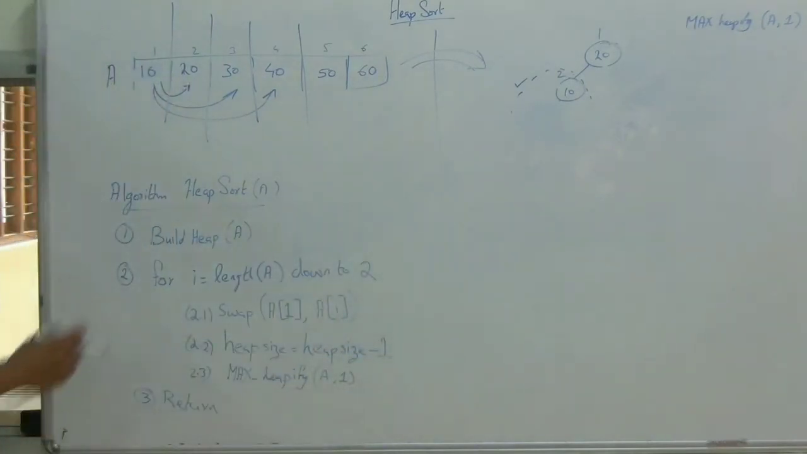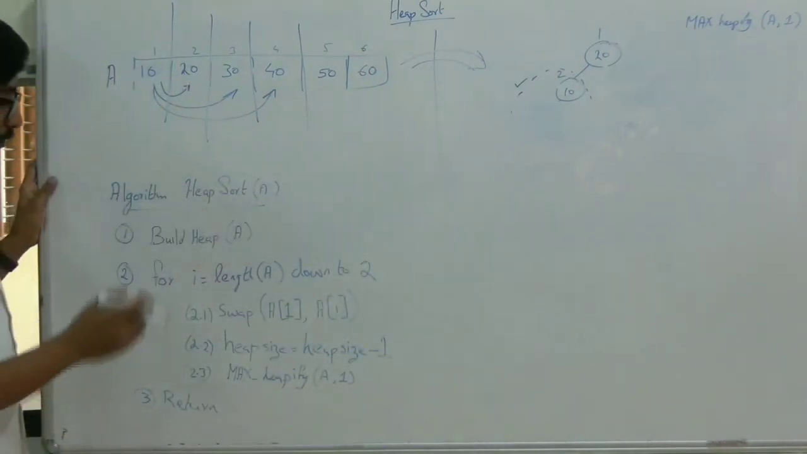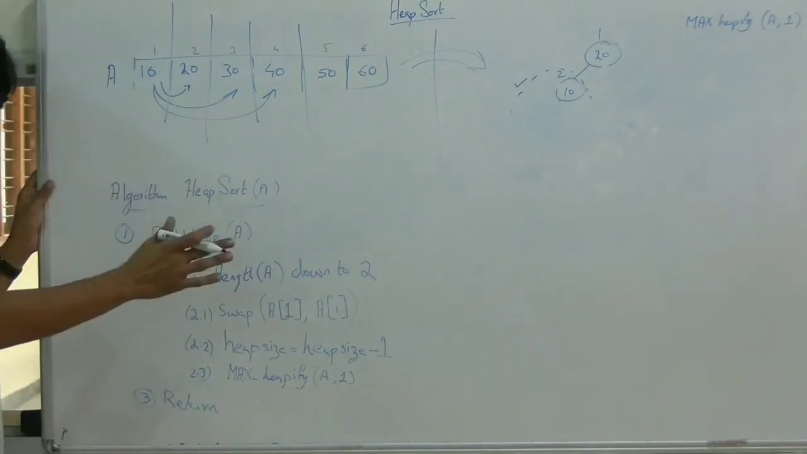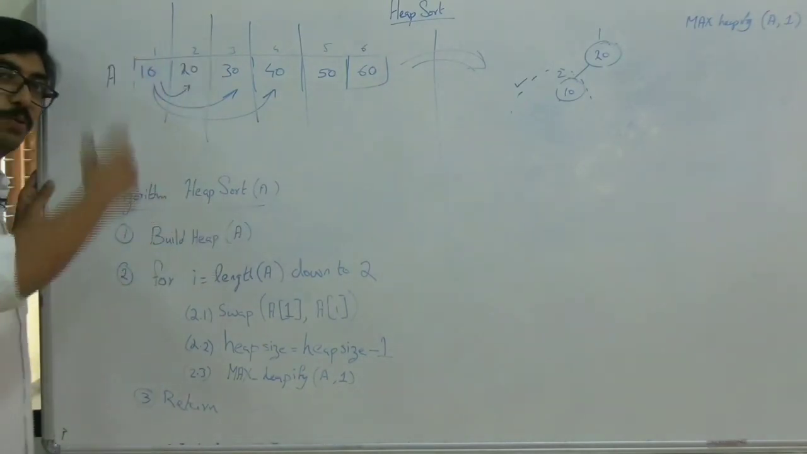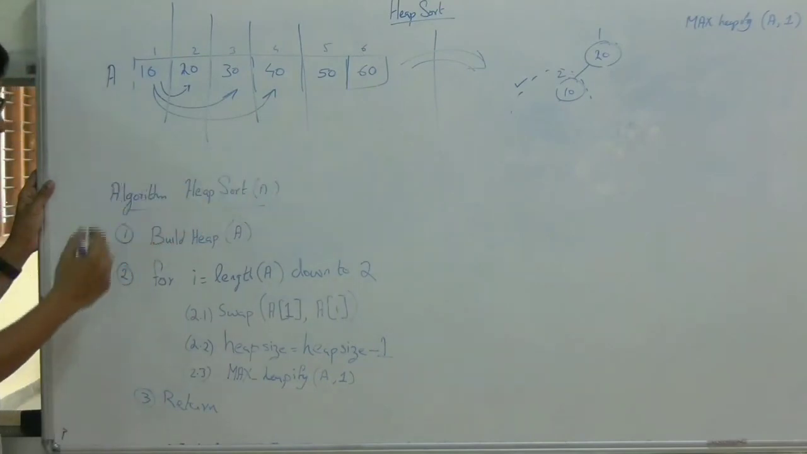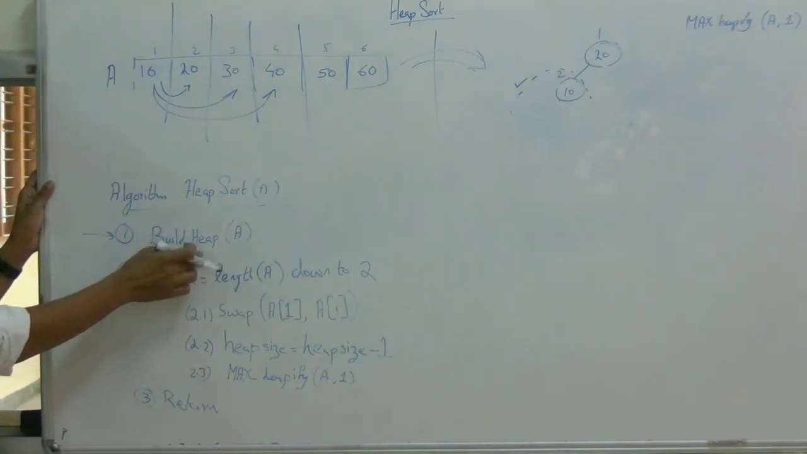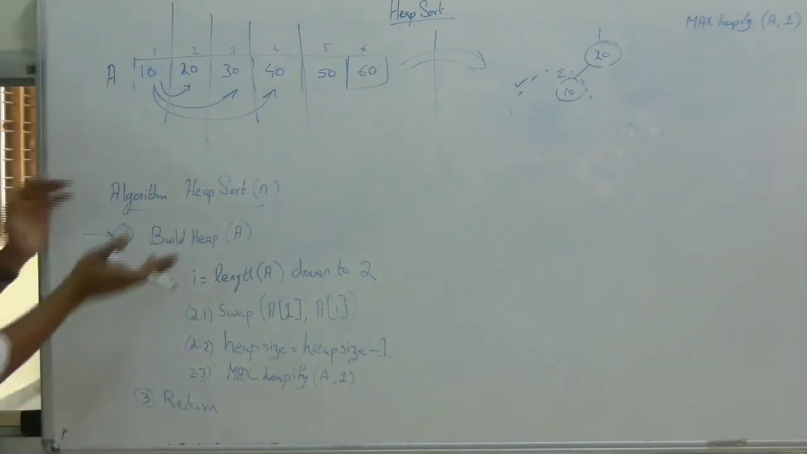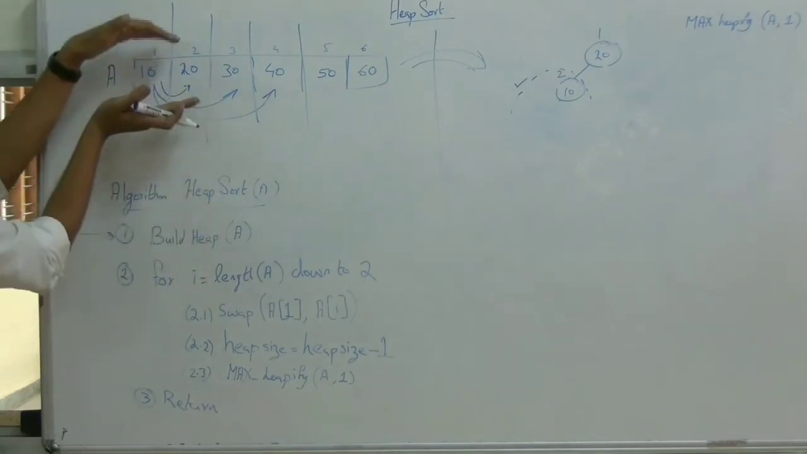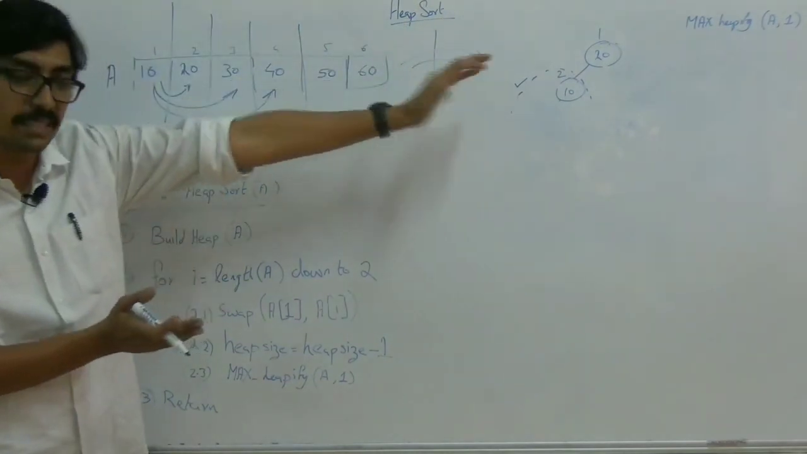Okay. So, the algorithm for heap sort. First thing, we are having a random array. First thing, we have to convert it into a max heap. For that, what will we call? We will call the function build heap, so that after this function call, the array will be converted to a max heap.